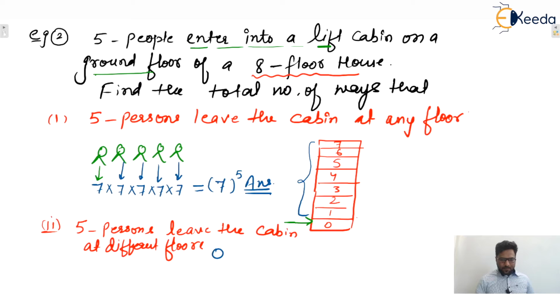Now you only tell me, 5 persons are there. Yes or no? Let's say the first one has how many choices? We can say the first has 7 choices, out of these choices at any floor the first person can leave. Now the remaining choices for the second will be 6 only, for the third one 5 only, for the fourth one 4 only, and for the fifth one 3 only. So we can say that 7 into 6 into 5 into 4 into 3 will be the correct answer.